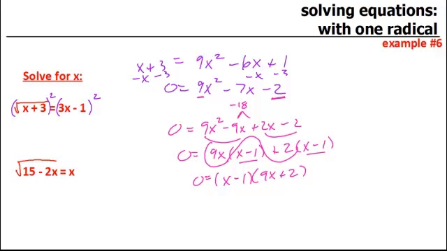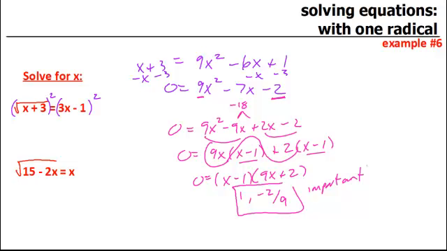Once you have it set in this form, it's linear factors, and so you can set them equal to 0. The value of x that gives you a 0 here is 1. And again, if you are looking to find the value of x that gives you a 0, when the leading coefficient is something other than 1, you take the opposite of your constant, so negative 2, divide by your leading coefficient, 9.